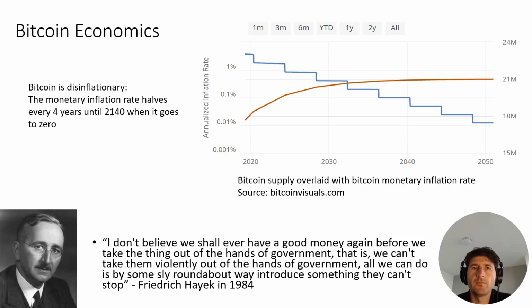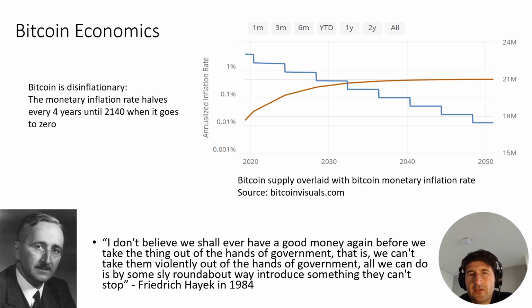So Bitcoin is disinflationary, which means that Bitcoin does have monetary inflation. It's just that the amount of it goes down over time. So in this chart here, you can see the Bitcoin supply in orange that's increasing, but the rate at which it's increasing slows down until it reaches that terminal value of 21 million, far in the future. Whereas the issuance rate, the blue line, is constantly dropping in half every 4 years. So that is the one that's stair-stepping down.